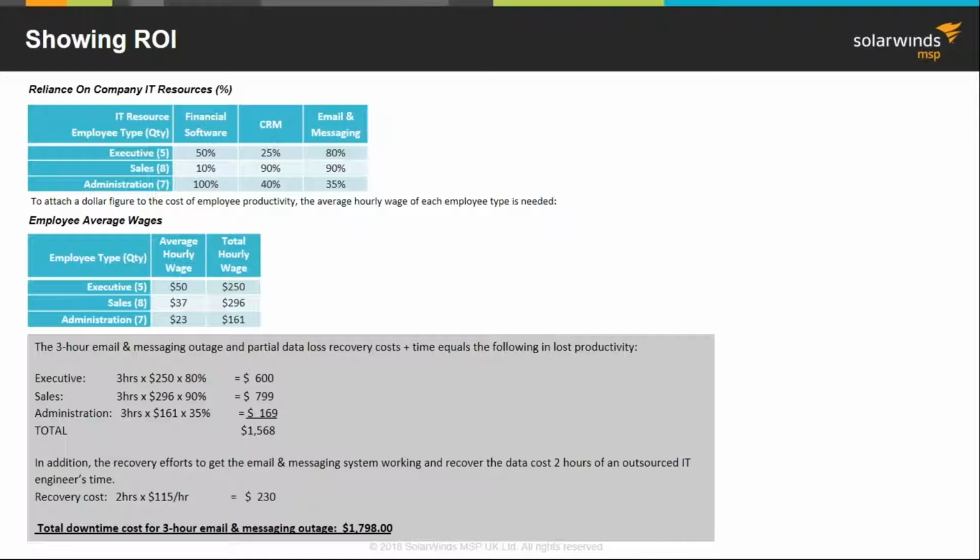Now, let's look at what this means when we talk about a partial outage on email, for instance, of 3 hours. This would be an instance where a business is not proactively managing their environment. And you can change this to 1 hour, 2 hours, 5 hours. Maybe you have a real scenario with a time and material customer that you could utilize here. So the executives, at 3 hours of outage at $250 an hour as a departmental cost, with an 80% reliance on email and messaging, have a cost to the business of $600. Sales, $799. Administrative, $169. So our total soft dollar cost is $1,568.